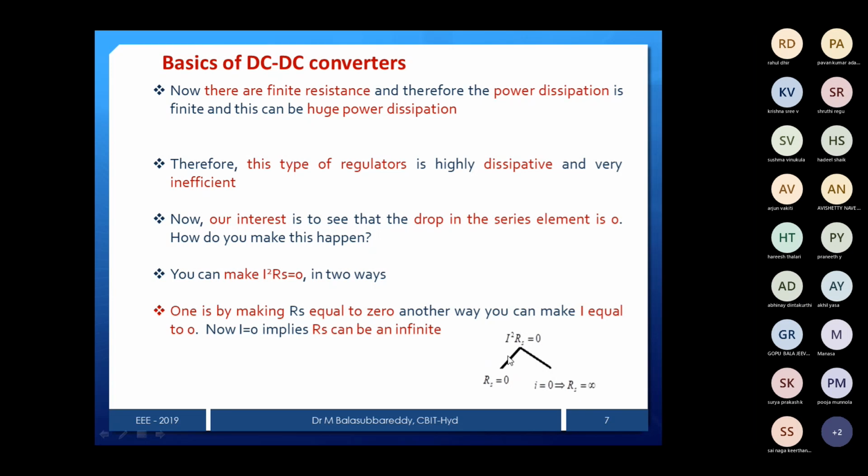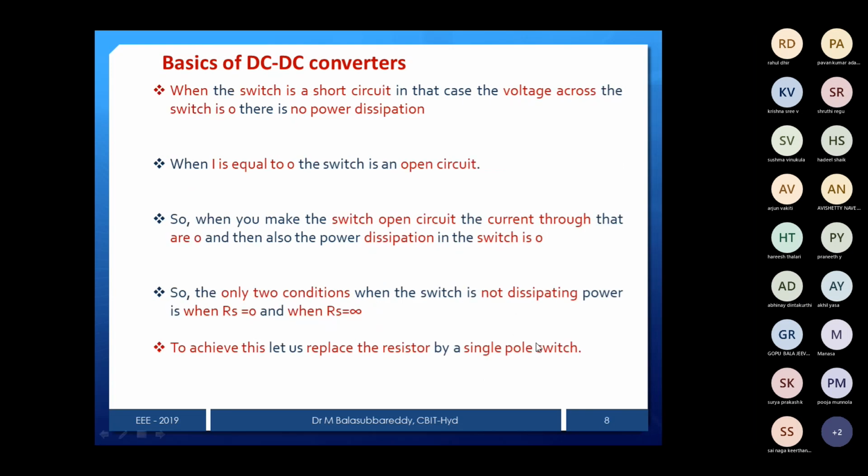So like this, we are able to control our voltage, but the power dissipation will be 0. That's what I mentioned here. When I is equal to 0, the switch is open circuit, the current through it is 0, and also the power dissipation is 0. Or the other version I mentioned, if RS is infinity. There are only two conditions where power is not dissipated: when RS is 0 or RS is infinity. RS infinity means the current is 0.